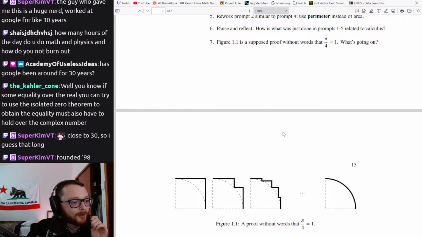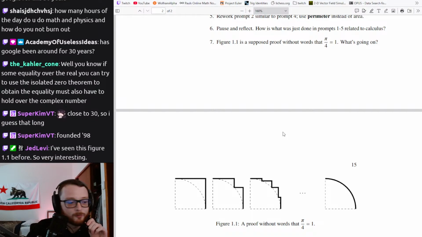How many hours of the day do you do math and physics? How do you not burn out? I don't really measure it, Shy. For me, it's just about pacing: study for a bit, take a break for a bit, study for a bit, take a break for a bit. 98, wow. So almost 30 years.